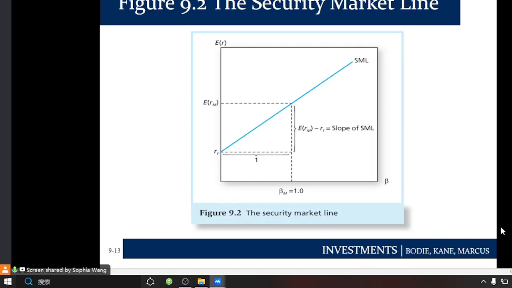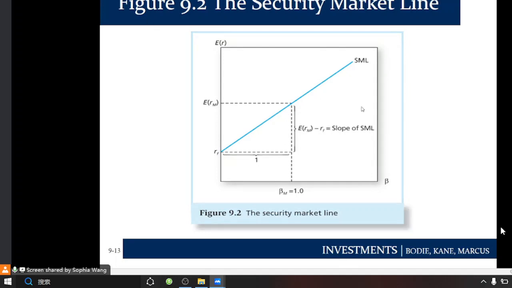Well, after we get the relationship, we find this is very similar to the CAL, but it's not the CAL. This is the SML. That means if the price of the stock is correct, it should be on the line. So if the point is not on the line, that means we have the chance to get profit. Something like speculation.